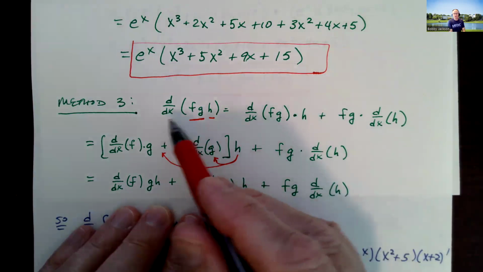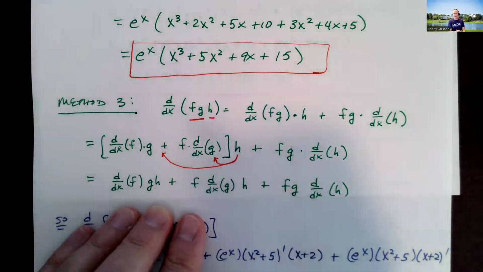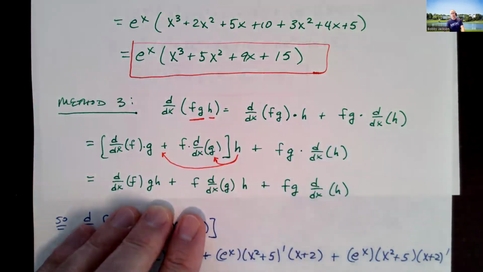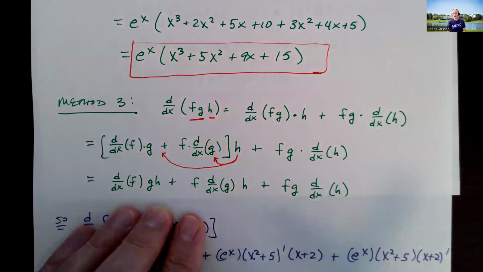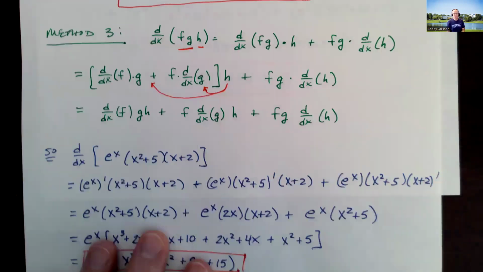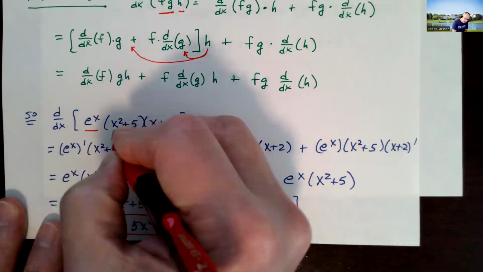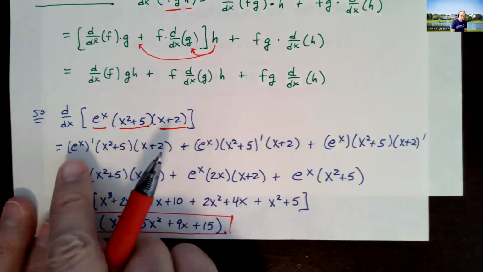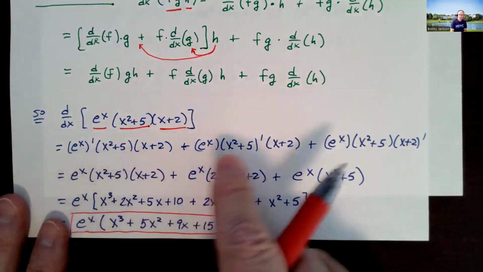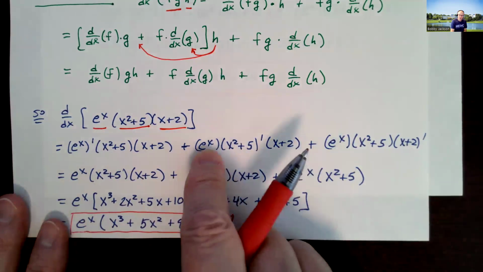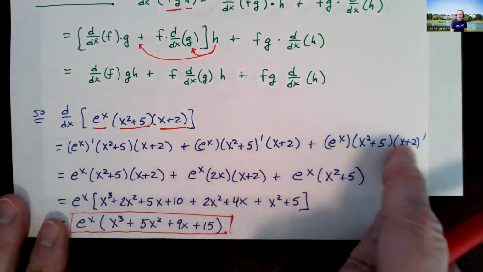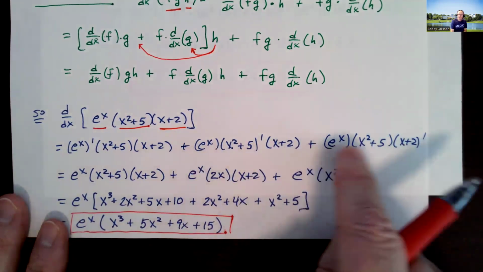So if I'm actually taking the derivative of four functions, I just take the derivative of the first one times the other three, derivative of the second one times the other three, derivative of the third one times the other three, derivative of the fourth one times the first three, add all those products together, and that's your derivative. So in this case here, I could do that same idea, thinking of three functions now: e to the x, x squared plus 5, and x plus 2. So I take the derivative of e to the x times the second two, the derivative of x squared plus 5 times the first and the third, and the derivative of x plus 2 times the first and the second.